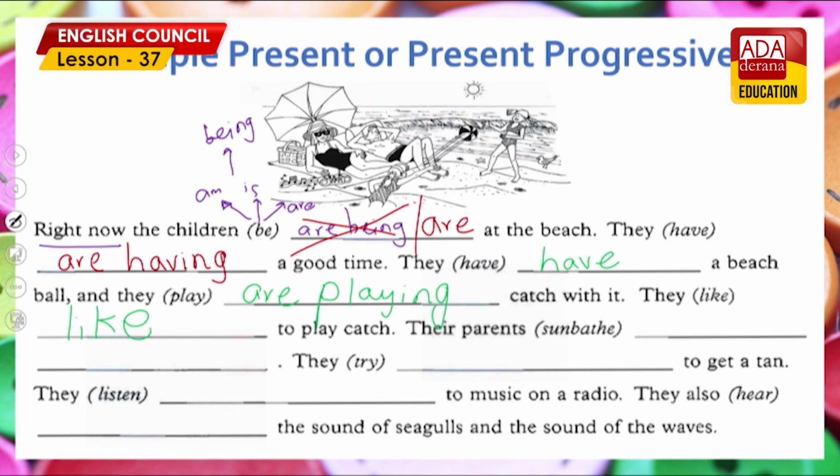Their parents sunbathe. Their parents. Sunbathe is an action you do. ඊර නානවා වගේ තමයි. ටිකක් අවුව ඉඳගෙන ඉන්නකොට අපි කියනවා sunbathe කියලා. එතකොට කොහොමද කියන්නේ? Their parents are sunbathing. Their parents are sunbathing. Right.